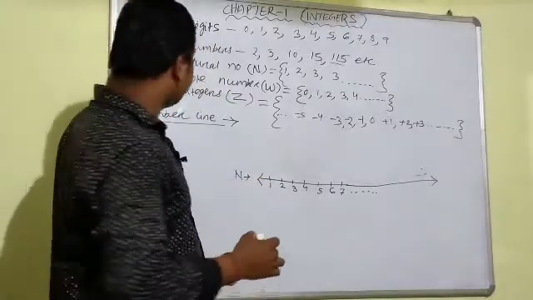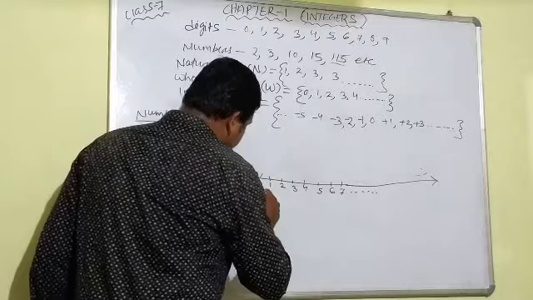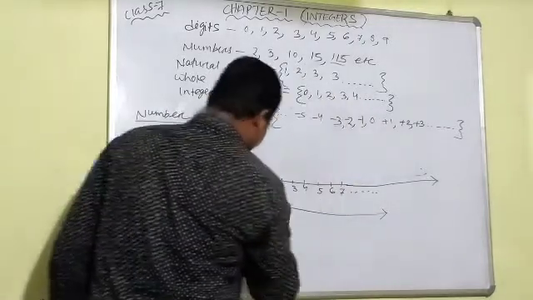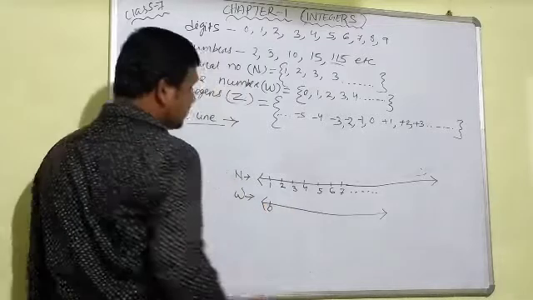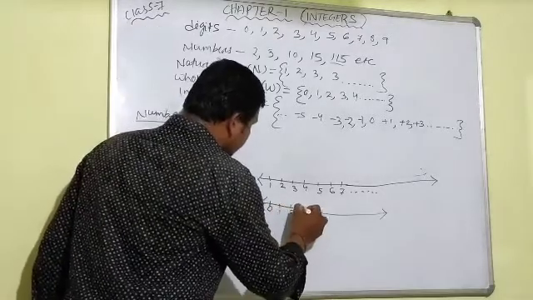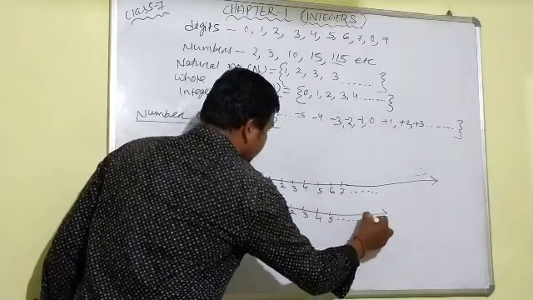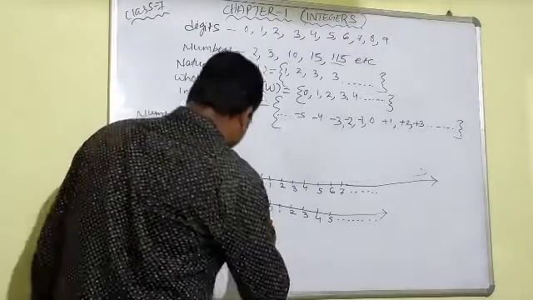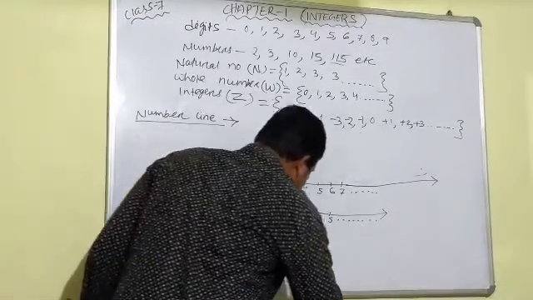Okay, then for whole numbers, we will represent them by drawing a number line. This is a straight line. Okay, in the straight line, as the lowest whole number is 0, we'll start from 0, then 1, 2, 3, 4, 5, dot, dot, dot. Similarly, we can represent integers, that is Z, on the number line.